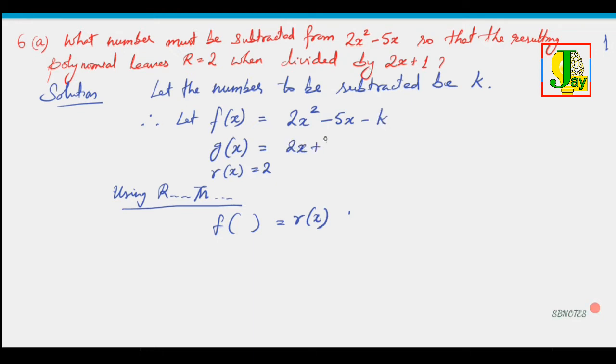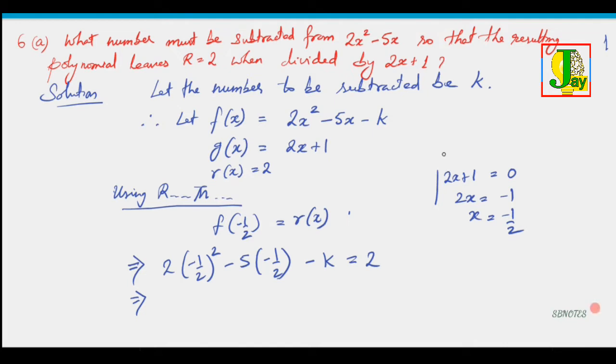So g(x) is 2x plus 1. Now again, using remainder theorem, if we want to write it in the form of x minus a, let us say 2x plus 1 equals 0. That means we can say 2x equals minus 1 and x equals minus half. So f of minus half should be the remainder. Okay, so in place of x we're going to write minus half.